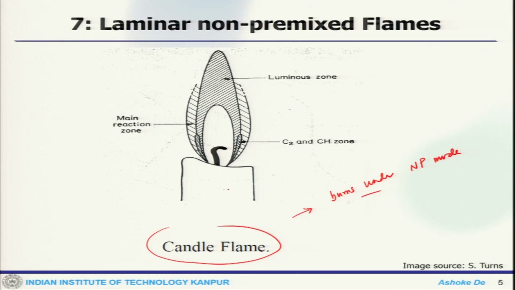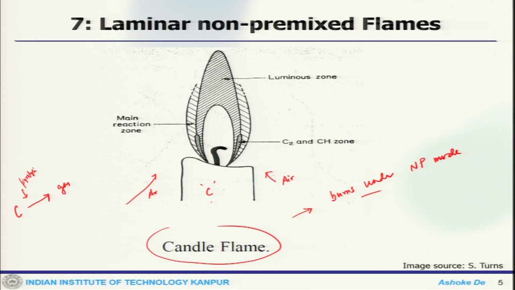Now, here this is the solid candle, which is carbon, and you have air coming through. The solid carbon, through pyrolysis, reaches a gaseous state. This is your pyrolysis process, and the reaction takes place.